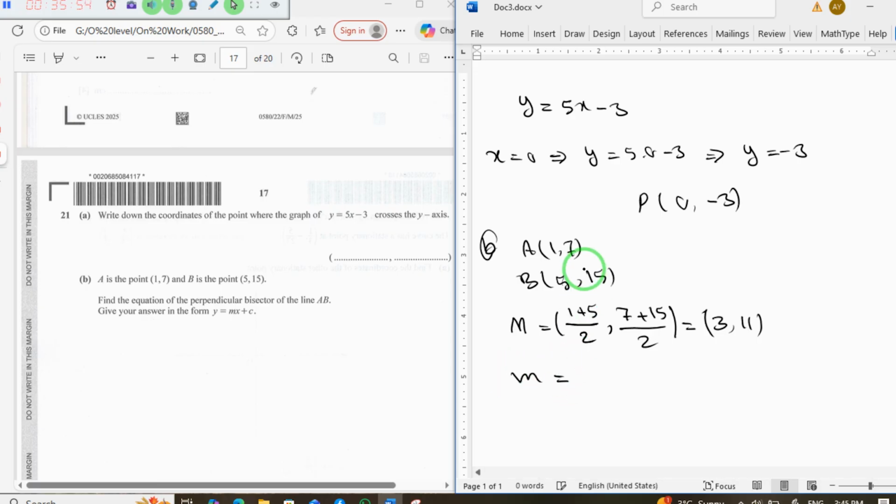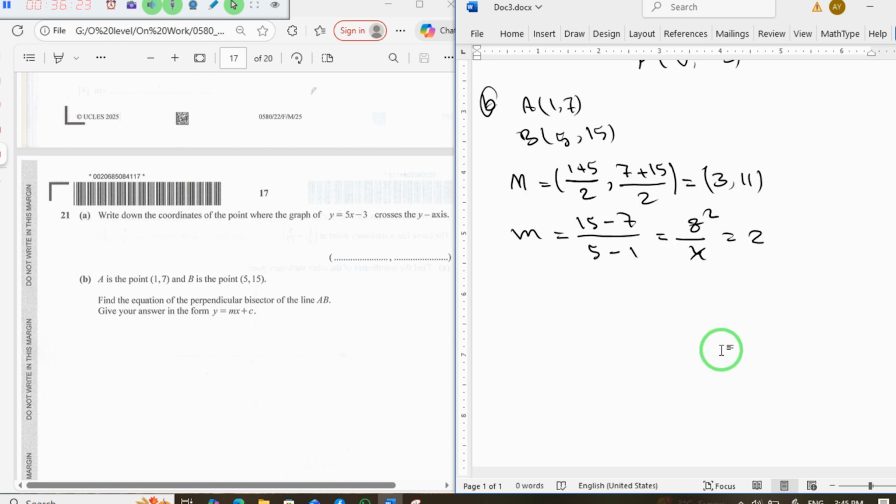Then we find the gradient or slope of the line. m is equal to 15 minus 7 over 5 minus 1. Here we have 8 over 4, then simplify, m is 2, because the question asks for the line that is perpendicular.